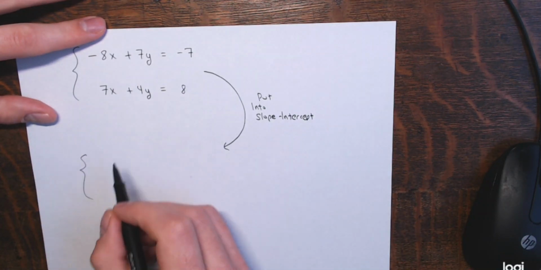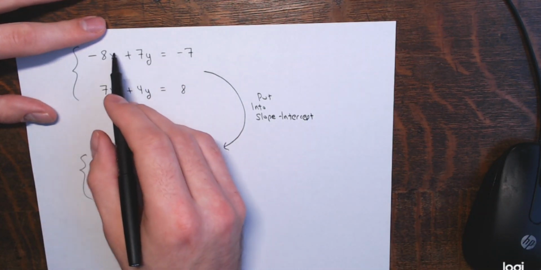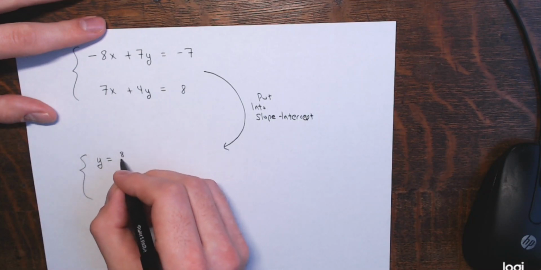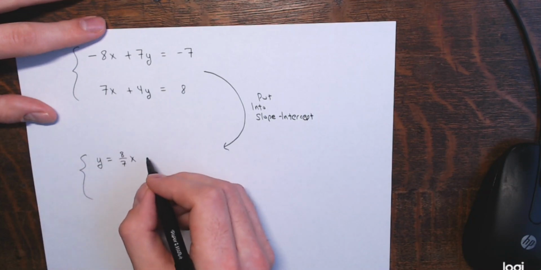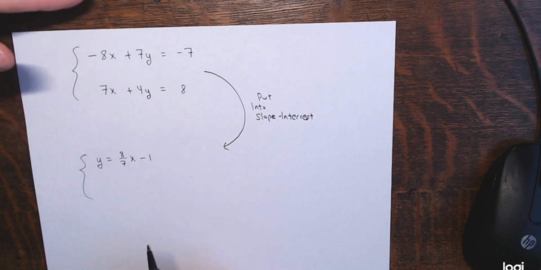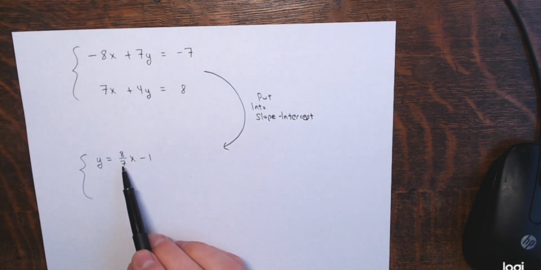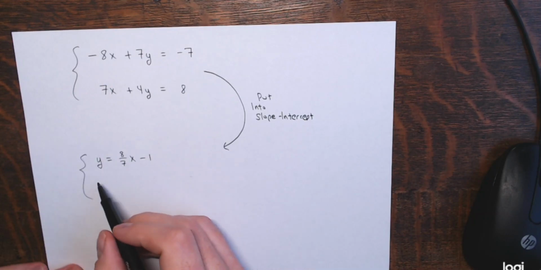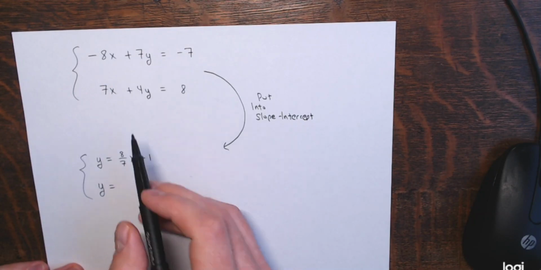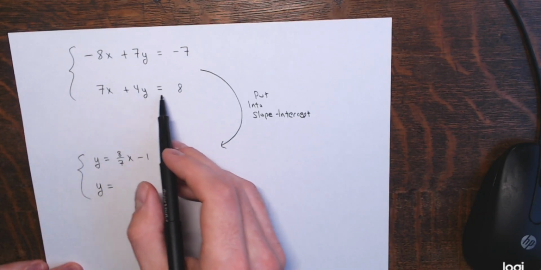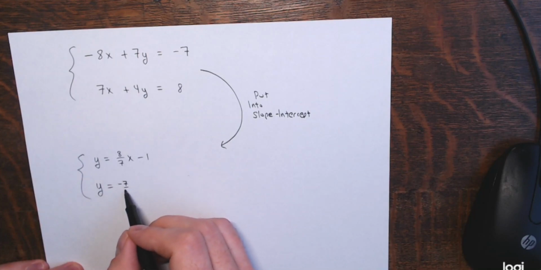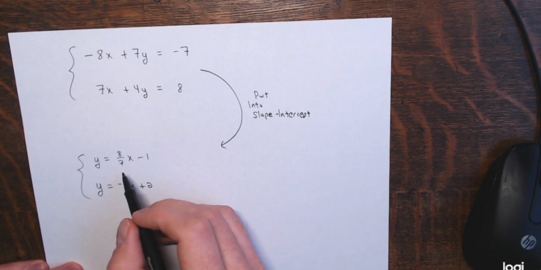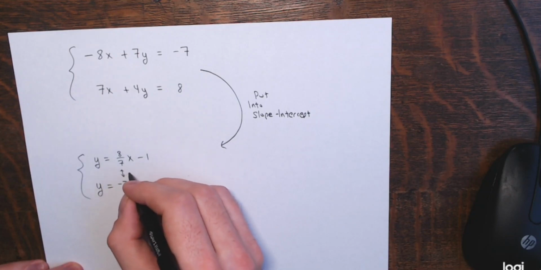So for this first equation, I would add 8x and then divide everything by 7. y equals 8/7 times x minus 1. So that first equation, the line has a slope of 8/7 and a y-intercept of -1, the point 0, -1. Then the second equation, where I would subtract 7x and divide by 4, you'd have y equals -7/4 x plus 2. So these have different slopes.